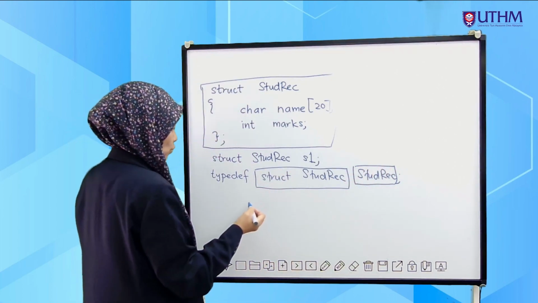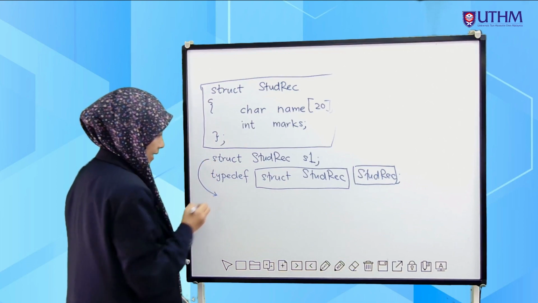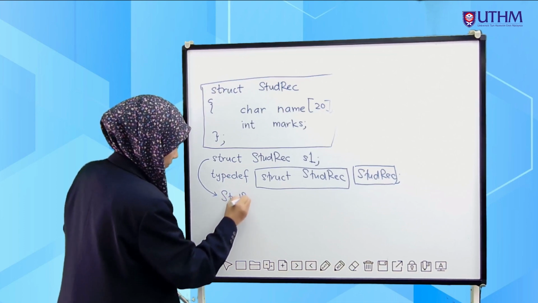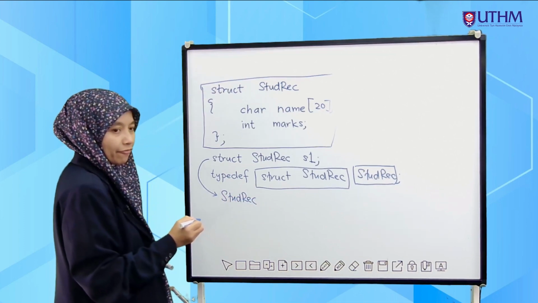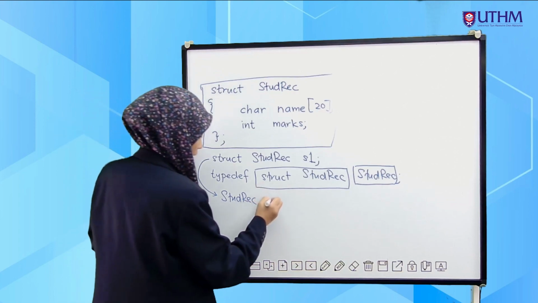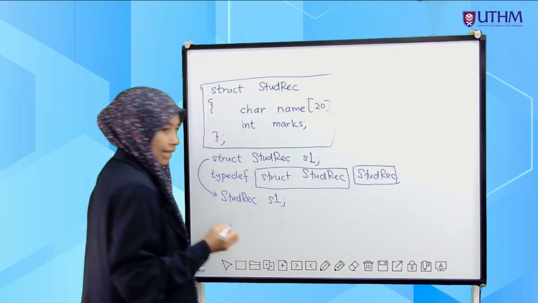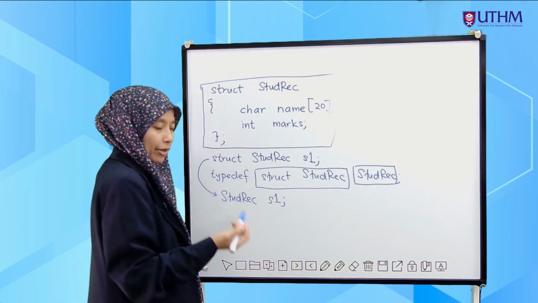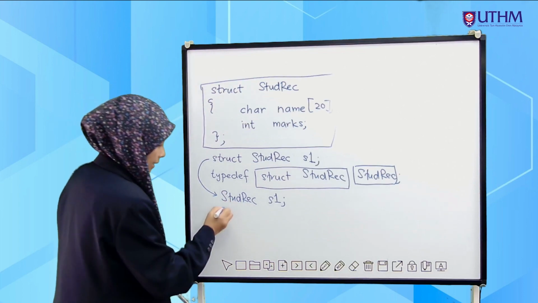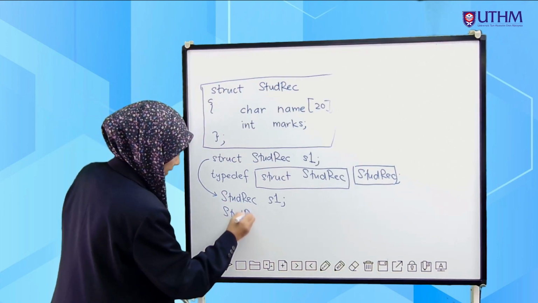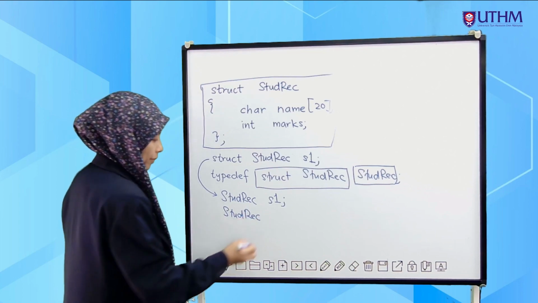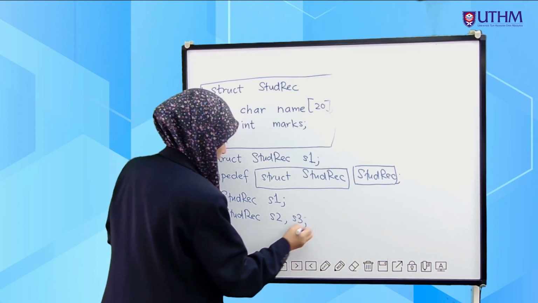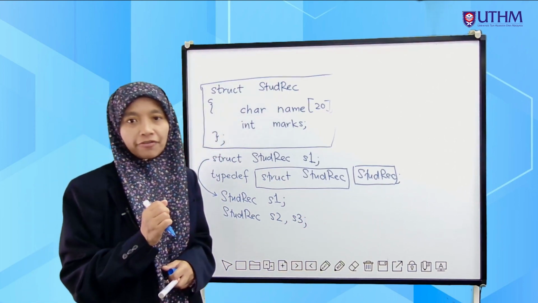So to declare S1, alternatively, in this case, I can have student record, which is the other name for my struct student record, and the variable name is S1. I can have as many variables of type student record. In this case, I can also have another two variables, S2 and S3. Now, I have three struct variables.